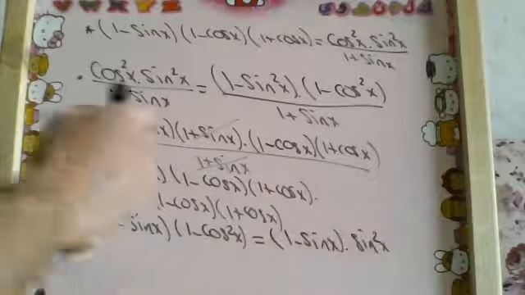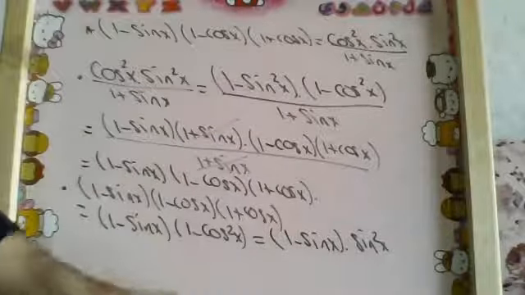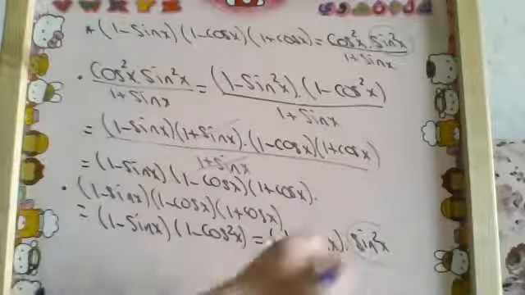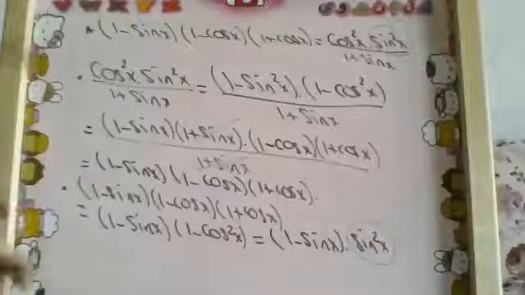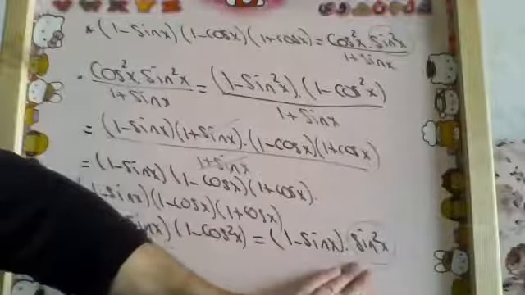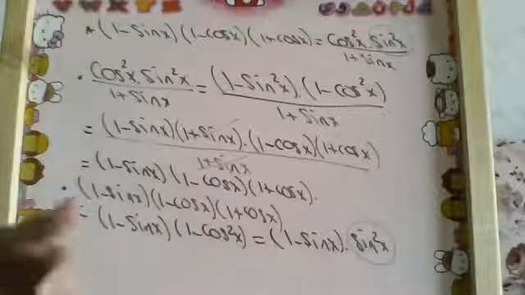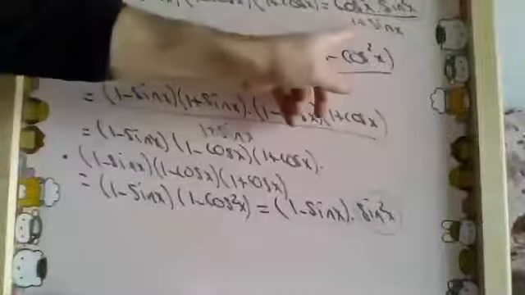Now look: on the right side we need cosine squared times sine squared over 1 plus sine x. Here we have sine squared x and here I got sine squared x, so this part is finished and I'll leave it. I have to change 1 minus sine x. In the denominator we need 1 plus sine x, but here we don't have a denominator.